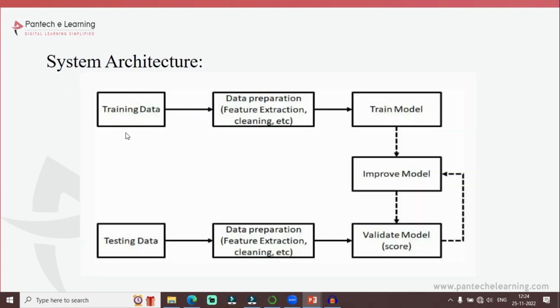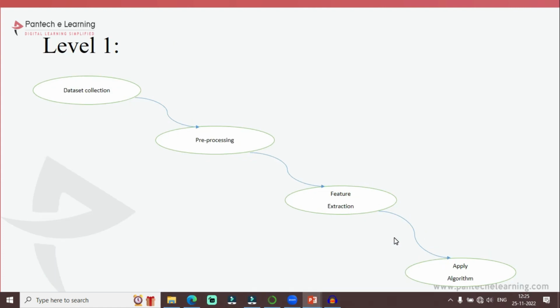When you look at the system architecture, all these are the different blocks involved. I have training data, data preparation, feature extraction, and training the model. Clear with this? After that comes the testing data, and I am finally calculating the accuracy score here.